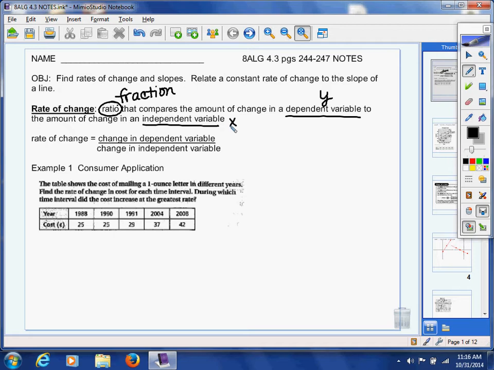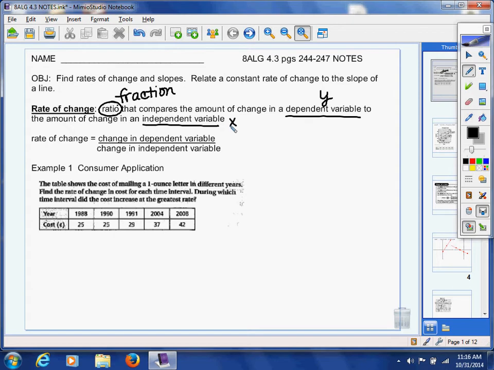Now let's look at example 1, and we're going to see if the problem itself tells us which one is the y and which one is the x. So the table shows the cost of mailing a 1-ounce letter in different years. Find the rate of change in cost for each time interval. During which time interval did the cost increase at the greatest rate?